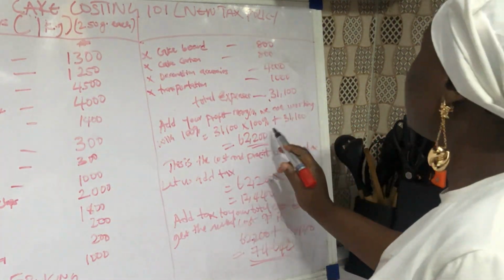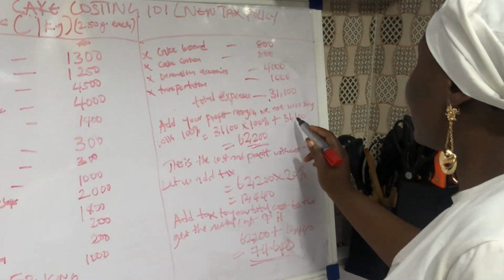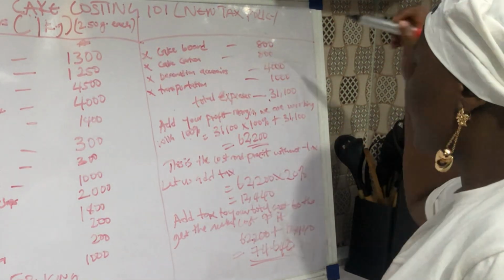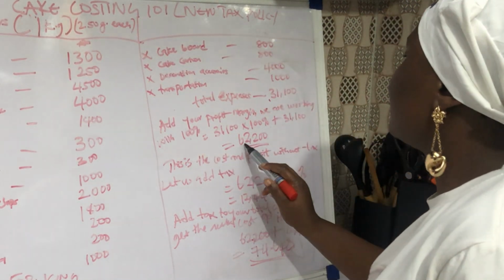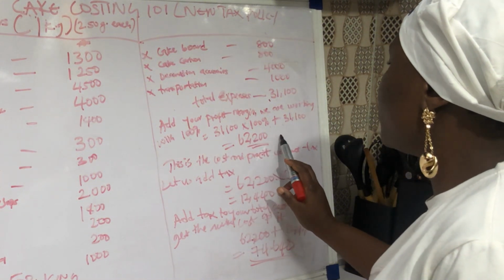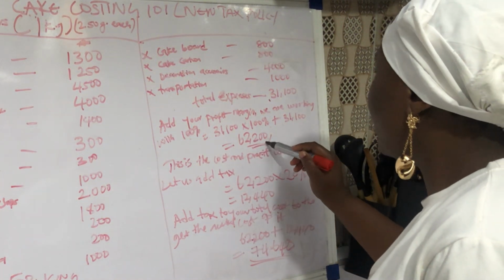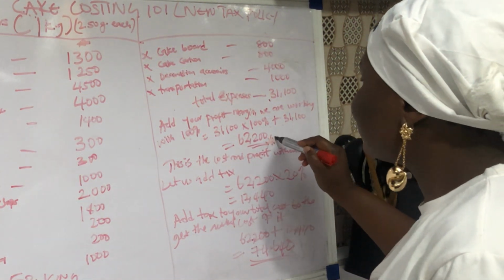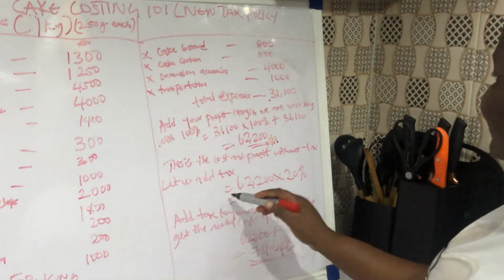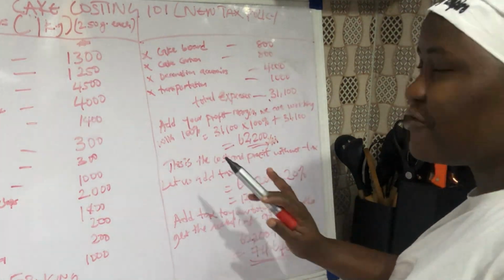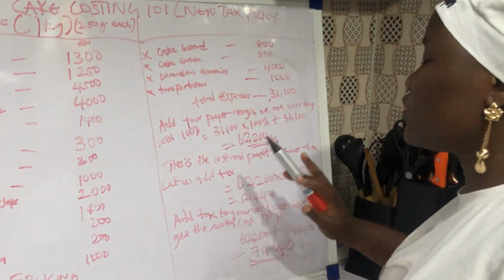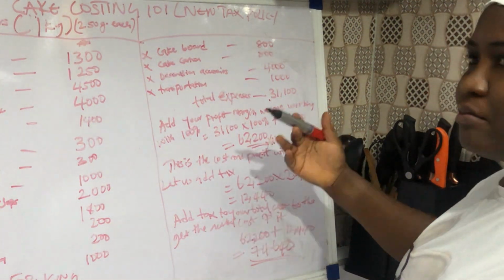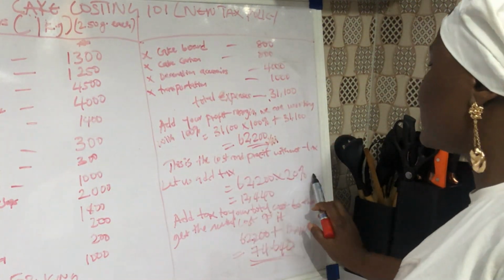So now this 31,000 is our profit, and we have added it to the cost. It's giving us 62,200. Now this is our total cost without tax. So if we want to add tax to it now, averagely it's going to be 20% on average. Some people will be lesser, but let's just say 20%.